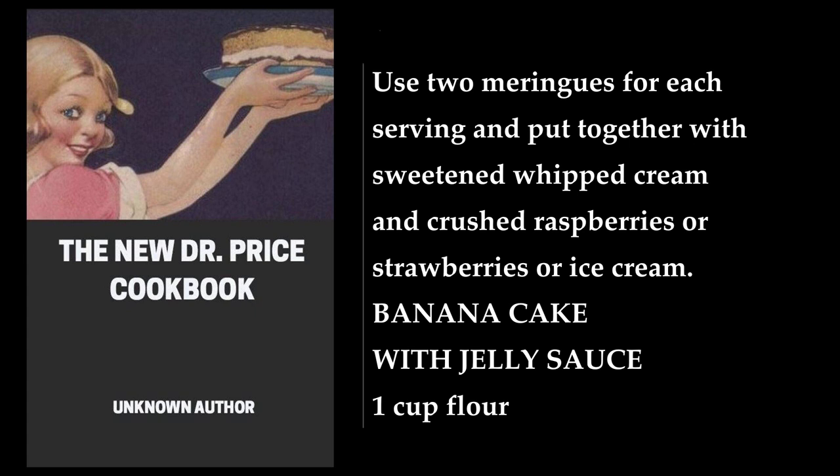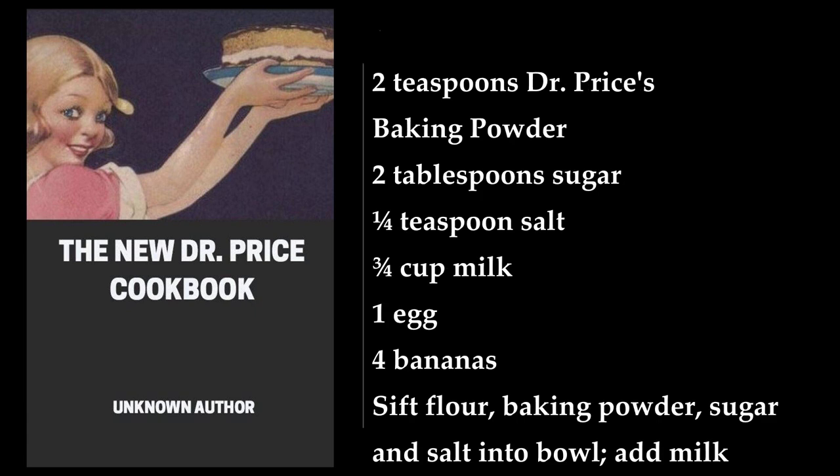Banana cake with jelly sauce. 1 cup flour. 2 teaspoons dry Price's baking powder. 2 tablespoons sugar. 1/4 teaspoon salt. 3/4 cup milk. 1 egg. 4 bananas. Sift flour, baking powder, sugar and salt into bowl, add milk and beaten eggs, mix well.